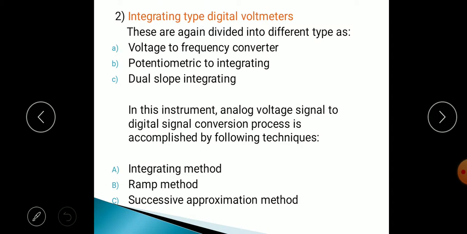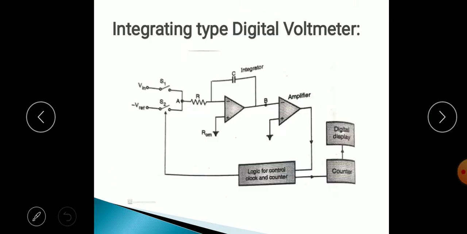Integrating type digital voltmeters are again divided into different types: analog to frequency converter, potentiometric to integrating, and dual slope integrating. In these instruments, the analog voltage signal to digital signal conversion is accomplished by the following techniques. First one is the integrating method, second the ramp method, and third the successive approximation method.